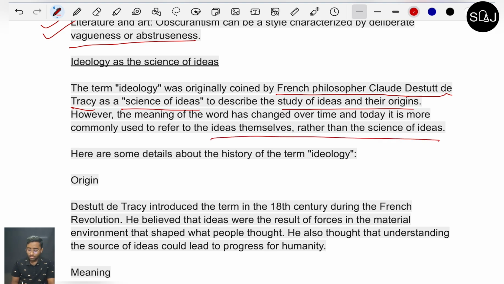Here are some details about the history of the term ideology. Origin. Destutt de Tracy introduced the term in the 18th century during the French Revolution. He believed that ideas were the result of forces in the material environment that shaped what people thought. He also thought that understanding the source of ideas could lead to progress for humanity.